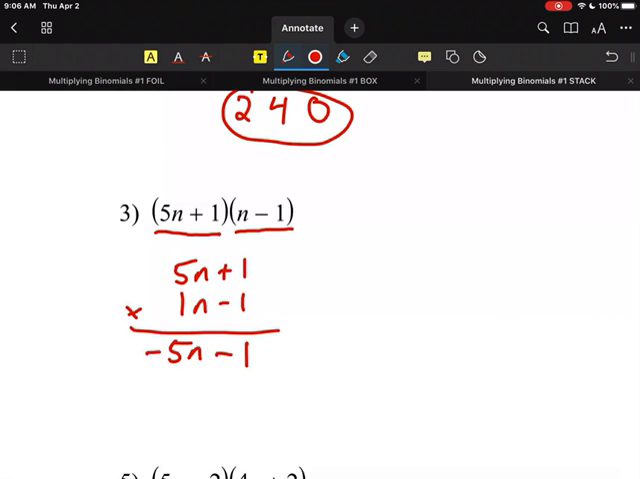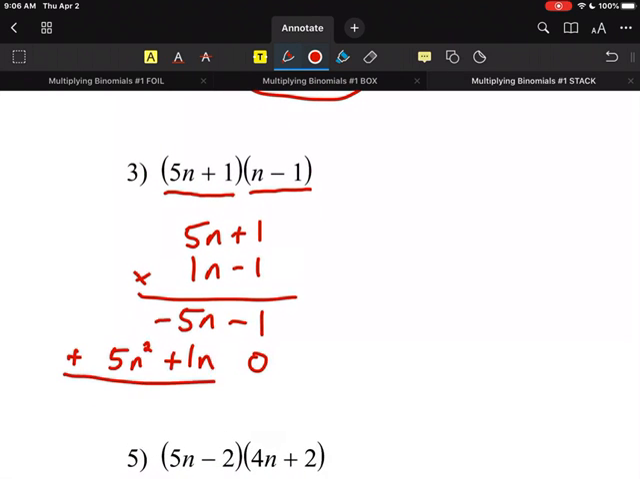Then I move over to do those and those. So 1n times 1. Oh, also put your 0 down. So 1n times 1 is a plus 1n. And then a 5n times 1n is 5, and then n times n, if you remember the multiplication rules with exponents. How many n's do I have now? 2, so n squared. Then I add straight down.